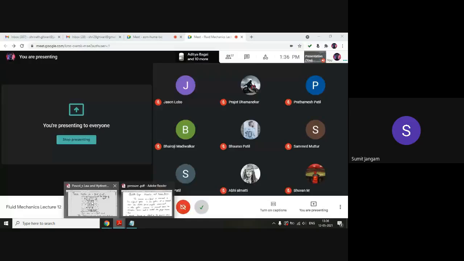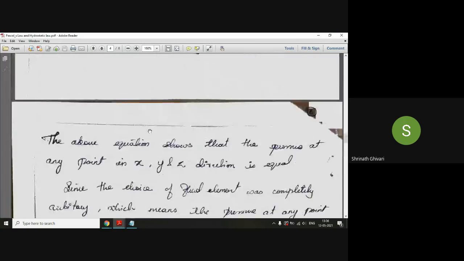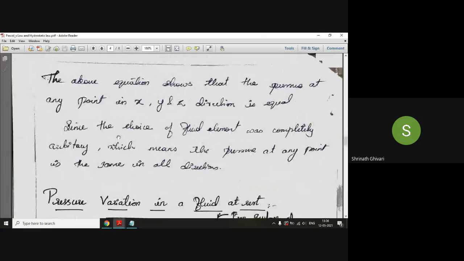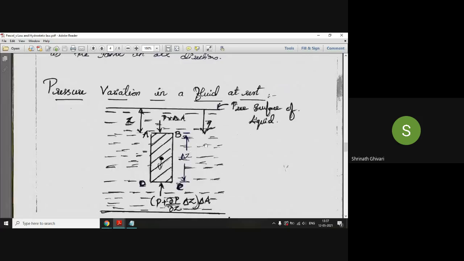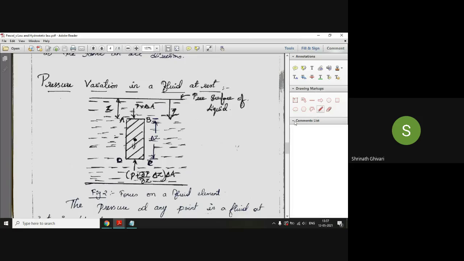Okay. So in the last class, we dealt with Pascal's law, which states that the pressure at each and every point in the fluid is the same in all directions acting on a body. The next derivation will be based on the hydrostatic law, that is, the pressure variation in a fluid at rest. So what will be the pressure variation when the fluid is at rest?